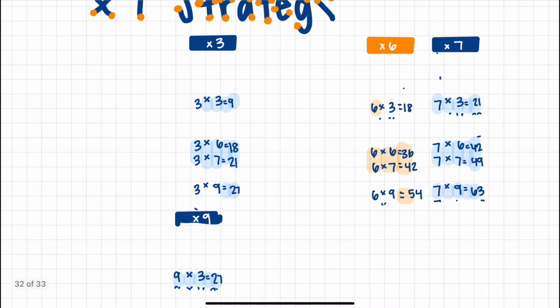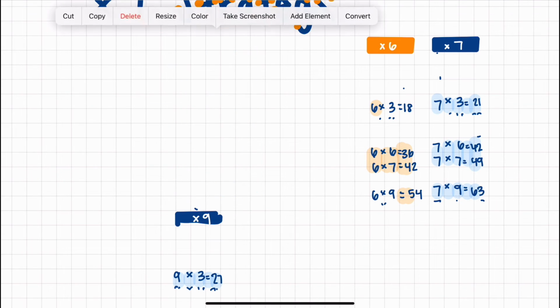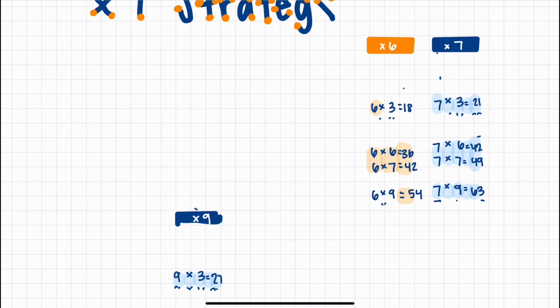Okay, after our 8 facts, we moved on to our 3 facts. So for our 3s, we talked about how we could decompose the 3 into 2 plus 1, and that could quickly get us our product. So now I can go through and remove the 3 times 3s.